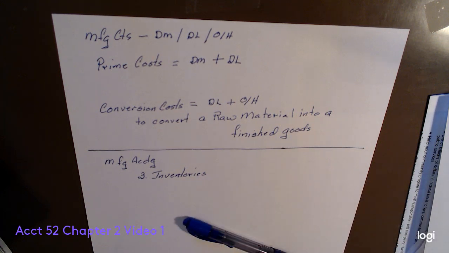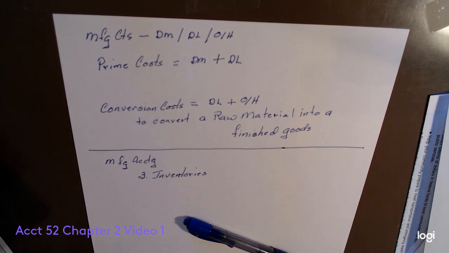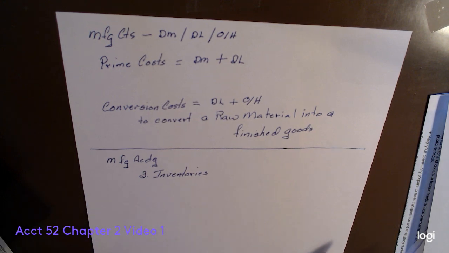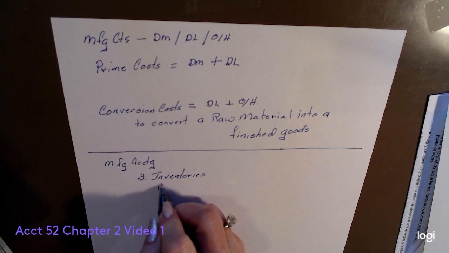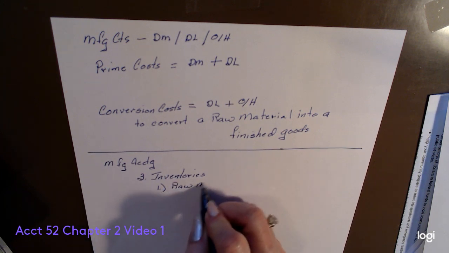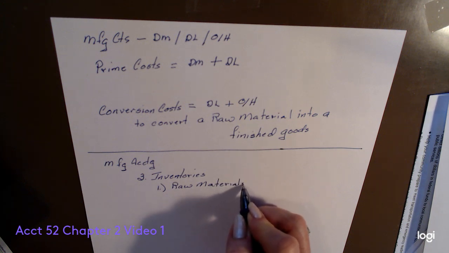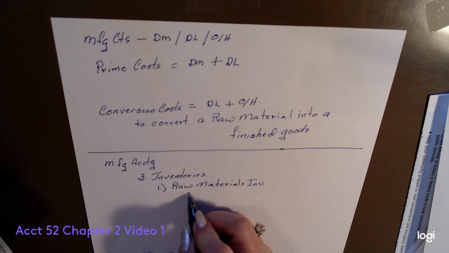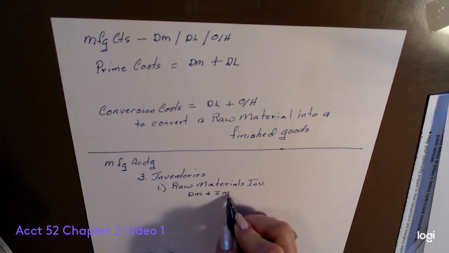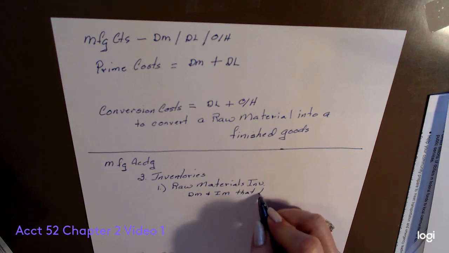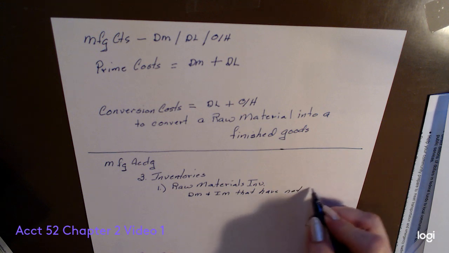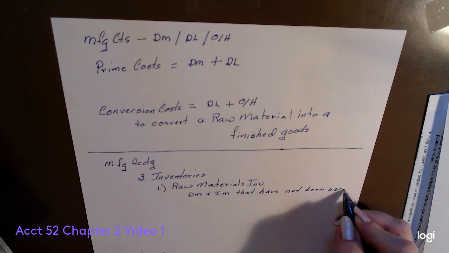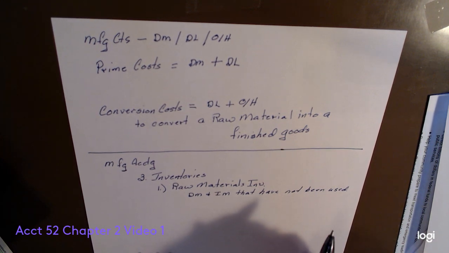A merchandiser just has one inventory. They have a merchandise inventory, and they put in there everything that they are going to sell to their customers. But a manufacturer has three inventories. The first one is the raw materials inventory. These are any of our direct materials and indirect materials that have not been used. That's kind of like our pantry at home with all that food in there we haven't used yet.